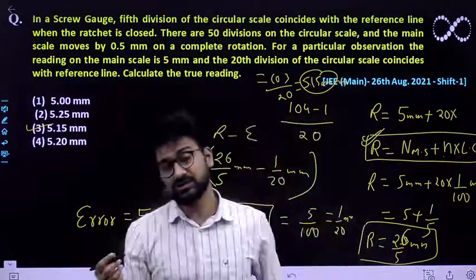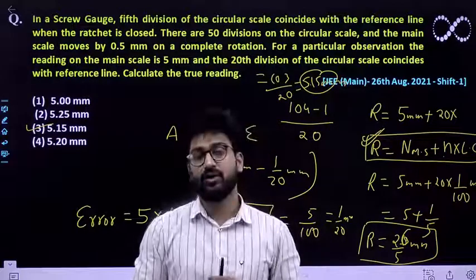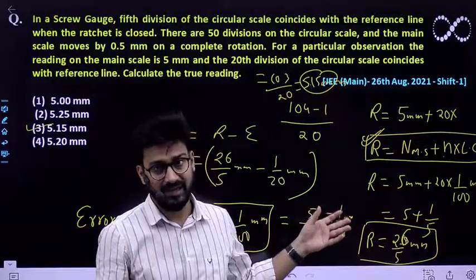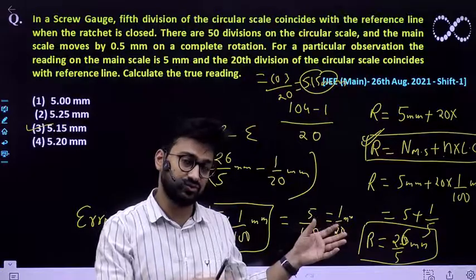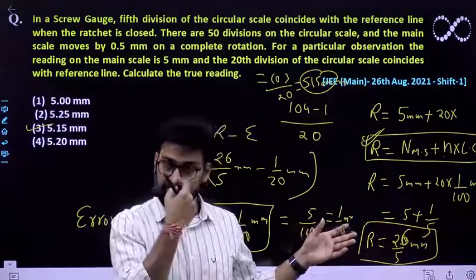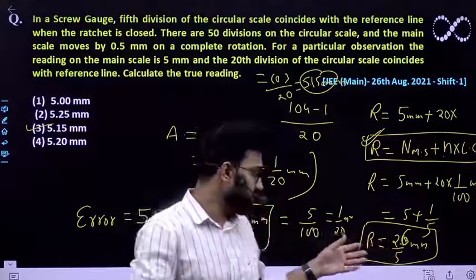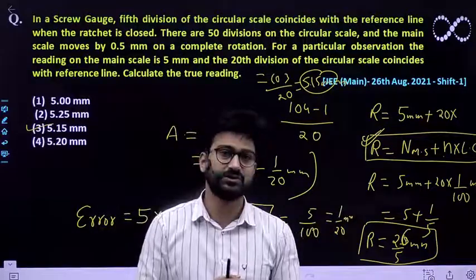So you have to first of all see whether it is a negative error or a positive error. In this particular case you are already getting the error before the object has been attached to the screw gauge. So such a type of error has to be subtracted from the actual reading that you are getting. I hope this question is clear to everyone.